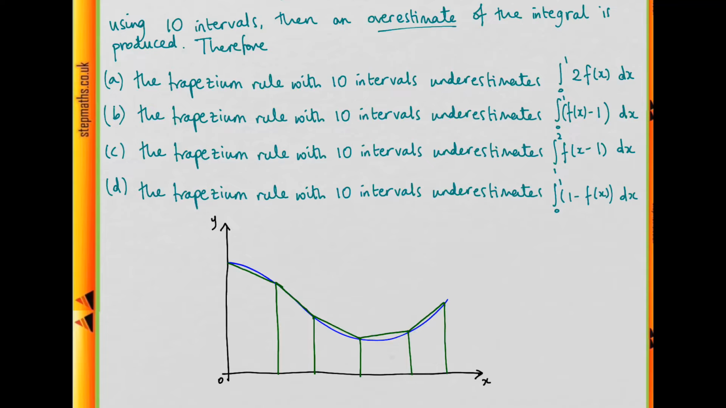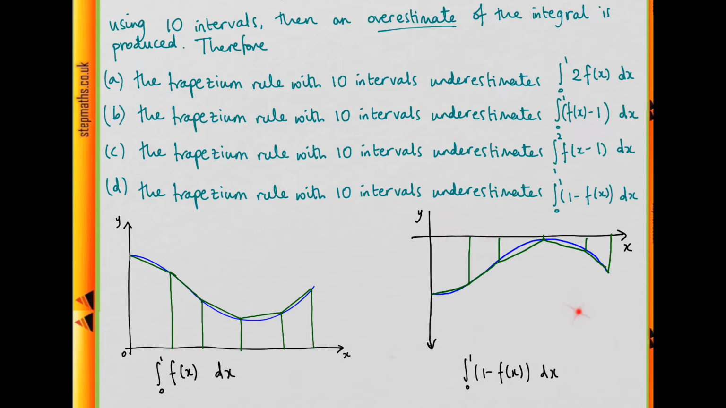And I think the most obvious transformation which might do that would be the last one, because here we've got a reflection in the x-axis. So we'd have something looking like this instead. And we can see that by reflecting in the x-axis, the bits which were above the curve now lie below the curve, and the bits that were below the curve are now above the curve. And so our overestimate has been turned into an underestimate.